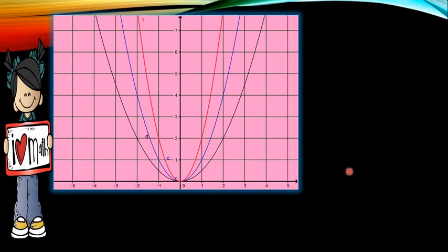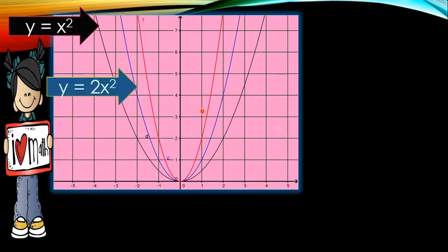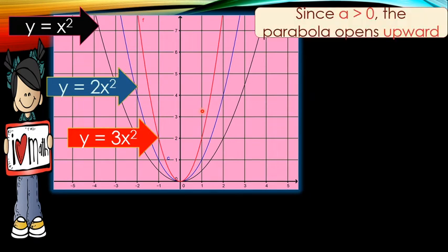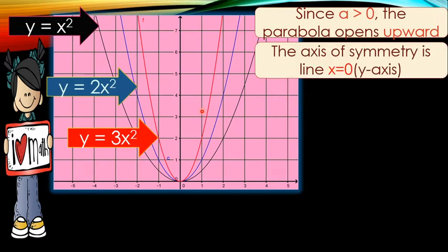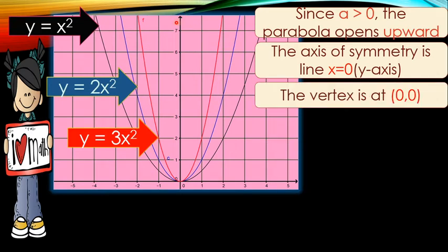So using GeoGebra or a graphing calculator, we can form this graph of the functions y is equal to x squared, y is equal to 2x squared, and y is equal to 3x squared. Since a is greater than 0, the parabola opens upward. The axis of symmetry is the line x equals 0, or the y-axis, because this is the line that divides the graph into two equal parts. And the vertex is at 0, 0.